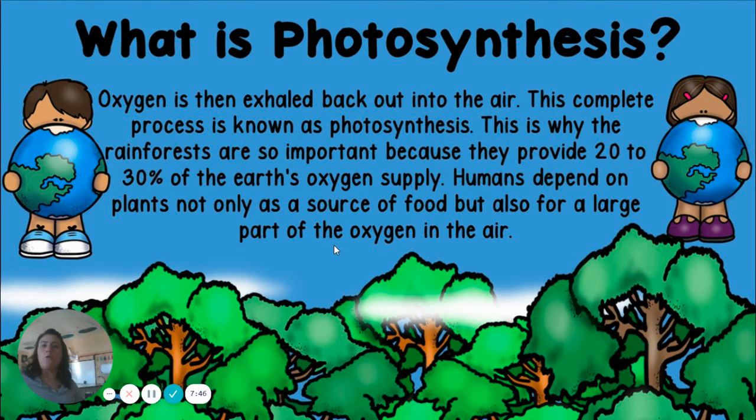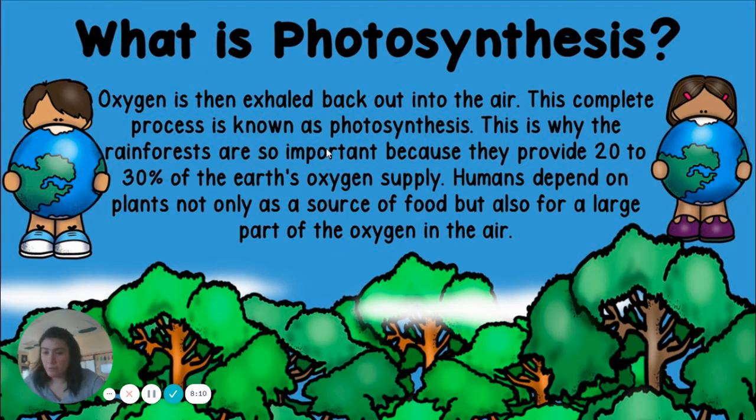Okay, so oxygen is then exhaled back out into the air. So this complete process is known as photosynthesis. So it takes in that carbon dioxide, takes in that sunlight, and it also takes in the water. And the chloroplasts take all of those three ingredients, and then they create their sugar, which is their food, and then they also create that oxygen that they exhale.